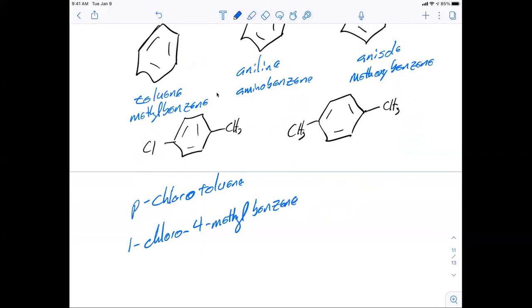Why does the one go with the chloro and not the methyl? Alphabetic, right? And then this one here could be known as paraxylene. This is not a common name I expect you to know, but you'll see it. Xylene is 2 methyl groups, so paraxylene. Most often you'll see this one as 1,4-dimethylbenzene.